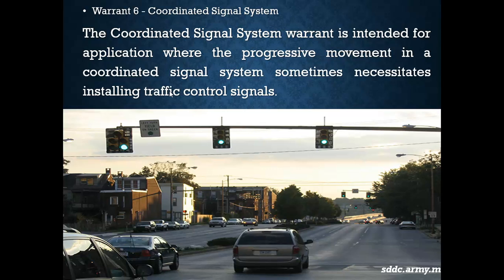The sixth, we have the coordinated signal system. This system is intended for applications where the progressive movement in a coordinated signal system sometimes necessitates installing traffic control signals. Just for more witness in the picture, this warrant applies to intersections where traffic control signals will not otherwise be needed in order to maintain proper platooning of vehicles. So that is when we bring in the coordinated signal system from what we can see on the picture here.